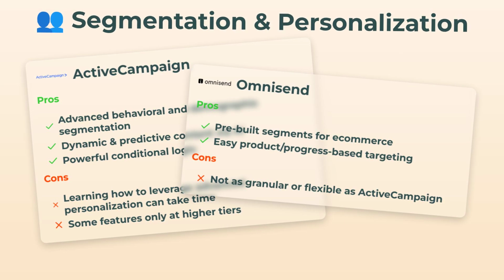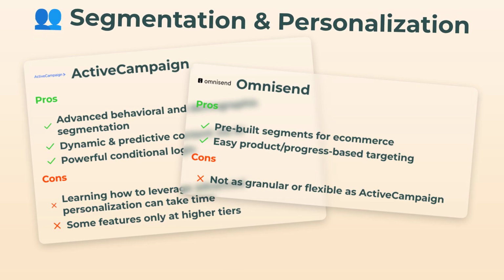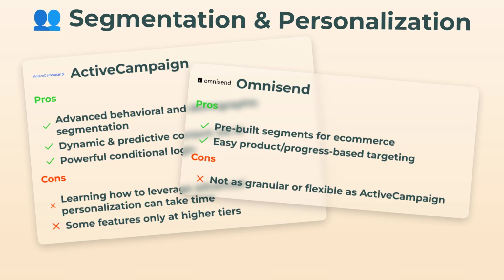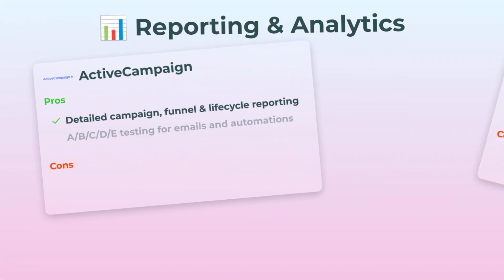Omnisend is way simpler here. You get pre-built segments for e-commerce, so you can easily target people based on products and progress. But it's not nearly as granular or flexible as ActiveCampaign. So if segmentation makes you geek out, ActiveCampaign takes this one. All right, next up, reporting and analytics.